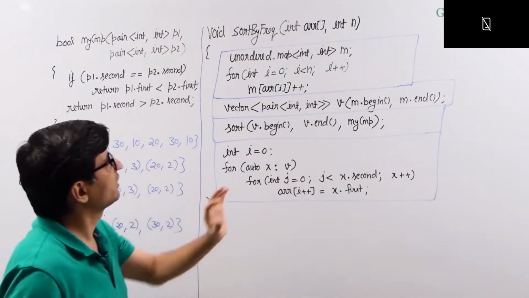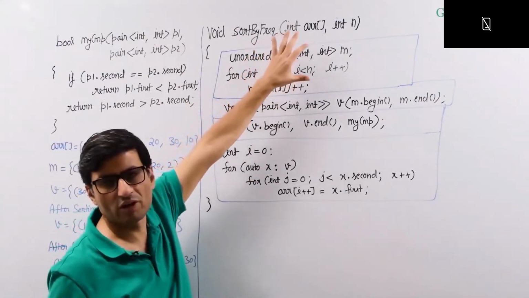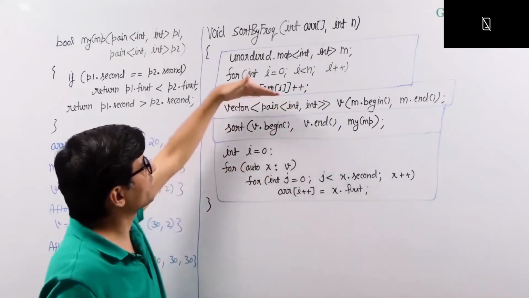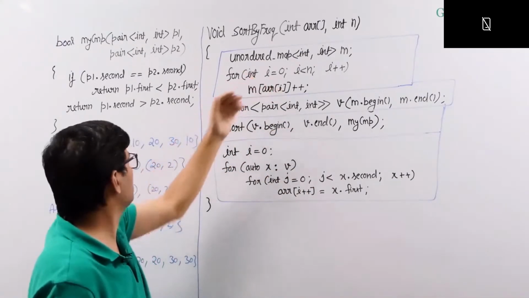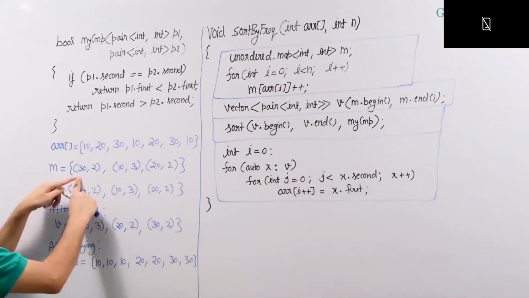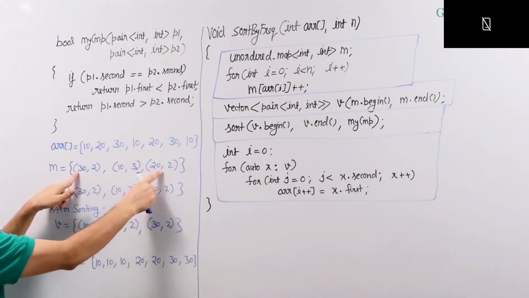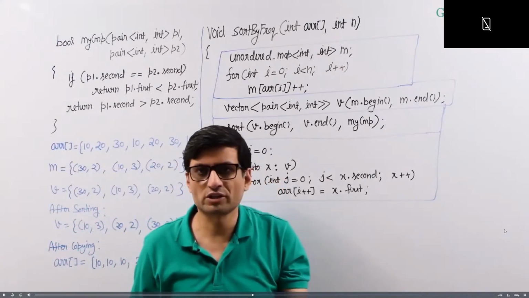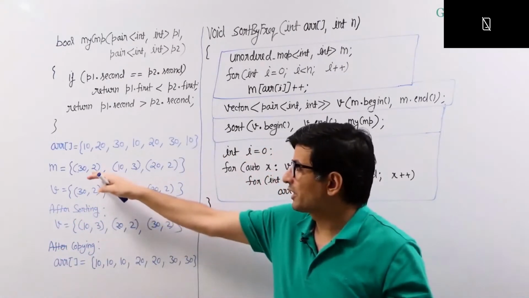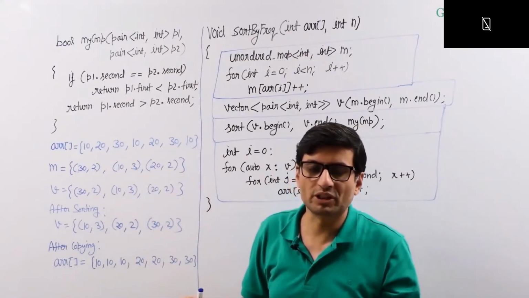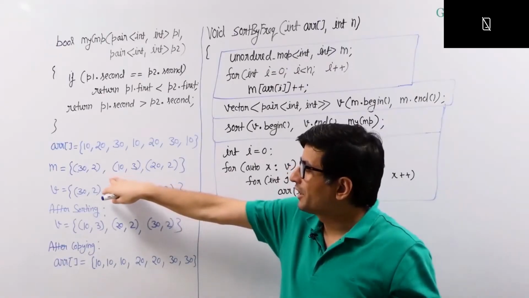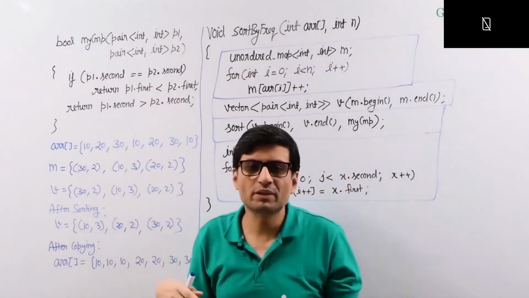How does this work? It first uses unordered map to store the frequencies of items. Once it has created an unordered map like this, item and frequency, item and frequency. Please note that we call it unordered, so order is not defined. So these items can be in any order, these pairs can be in any order. I've just written one of the possible orders.